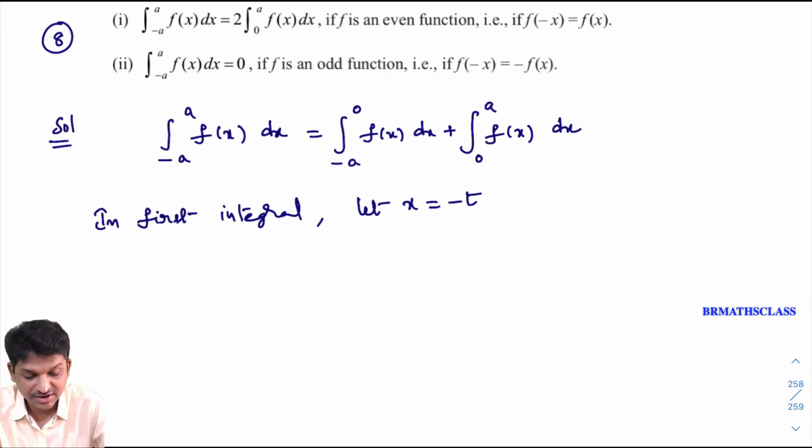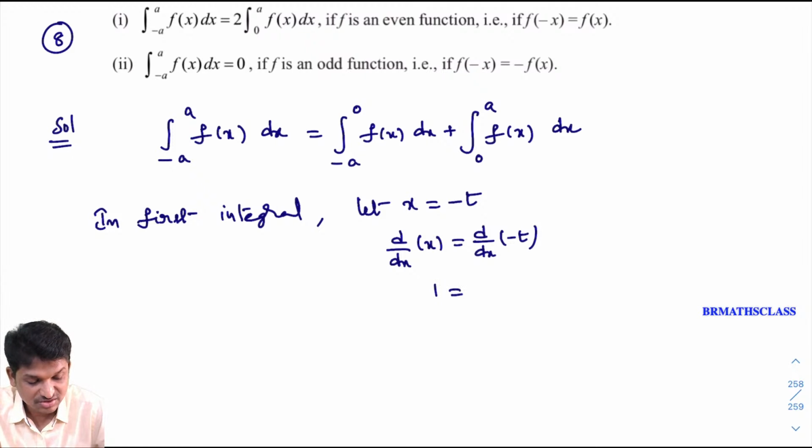Okay, now you differentiate this with respect to x on both sides. d by dx of x equals d by dx of minus t. The derivative of x with respect to x is 1. Here minus is a constant, so take it outside. What will it become? Minus dt by dx. From this, what is dx? dx equals minus dt.